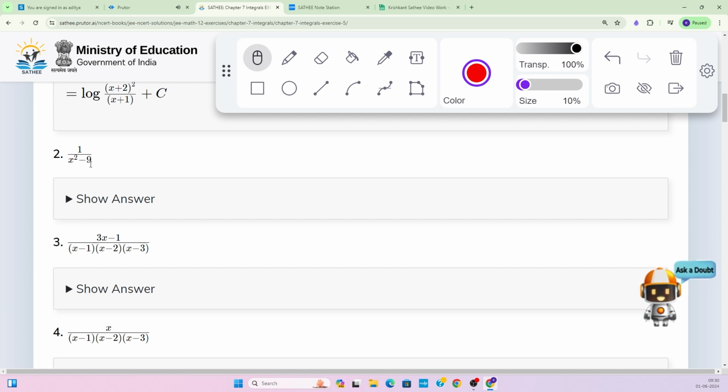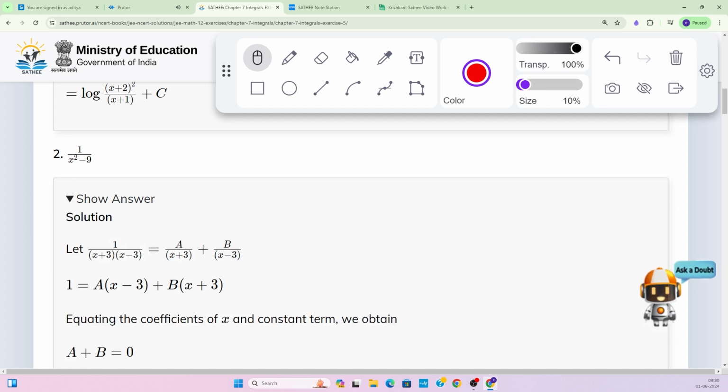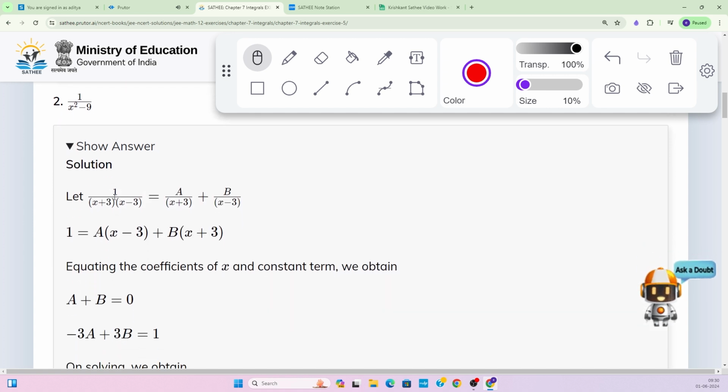Now 1 by (x square minus 9) can be reduced to 1 by (x minus 3)(x plus 3). From what we just saw, whenever you see such an expression, you have to break it into A by (x plus 3) plus B divided by (x minus 3).